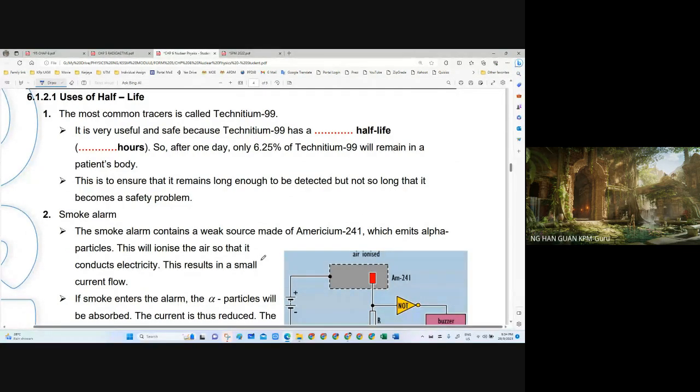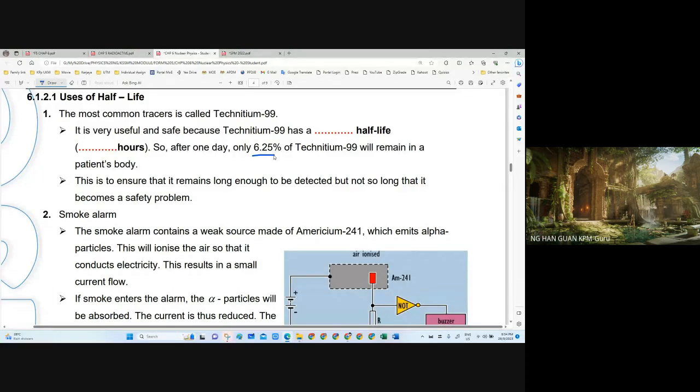Okay, so for example, if you want to use it as a tracer, this is what you learn in chemistry and biology also, technetium-99 as a tracer. So in this case, we're going to inject it into the patient's body as a tracer. So in that case, we choose a suitable half-life. Normally, for example, we're looking for a short half-life. So with a short half-life, let's say like this one, after 1 day, only 6.25% will be left.